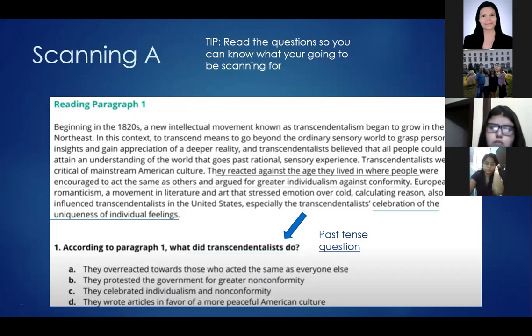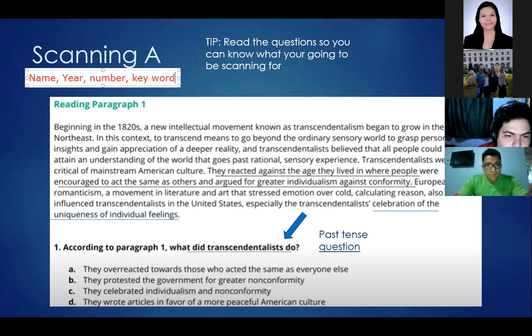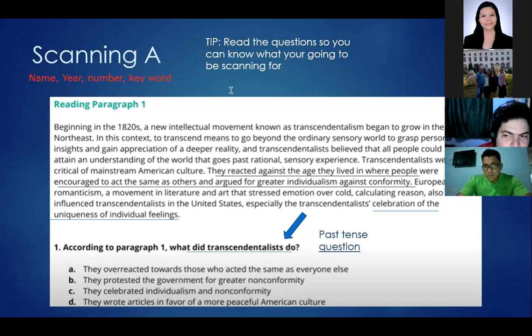Also we looked at scanning. Who can explain to me what scanning is? It's when you're reading a paragraph and you are looking for keywords. Yes, correct. You're looking for keywords in the paragraph. Also, you're looking for maybe a name, a number, a year. All that can be important. So lo voy a escribir aquí. You can look for a name, a year, maybe a number, maybe a specific keyword. That is basically what you're doing when you're scanning.